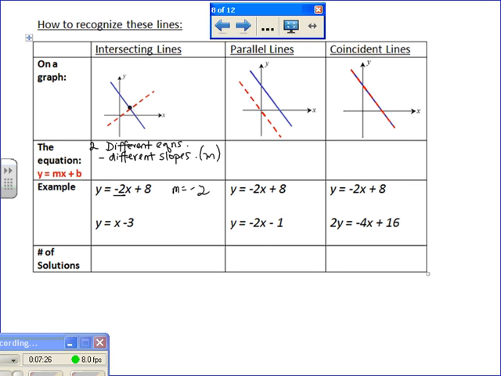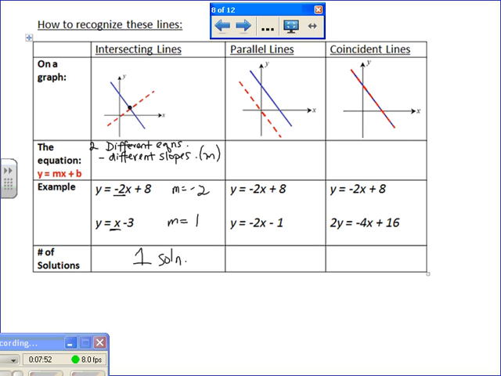There's my slope. The second line is written in y equals mx plus b form, which is good. And I'm looking at the slope, and here I see that the slope is equal to 1. They have different slopes, so they will eventually cross somewhere. Okay, they're intersecting lines. The number of solutions will be 1. One solution, 1 point of intersection.